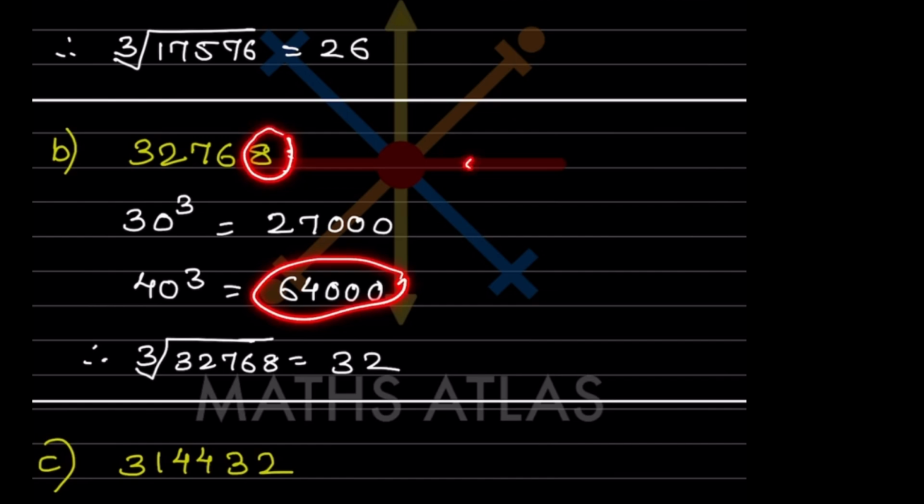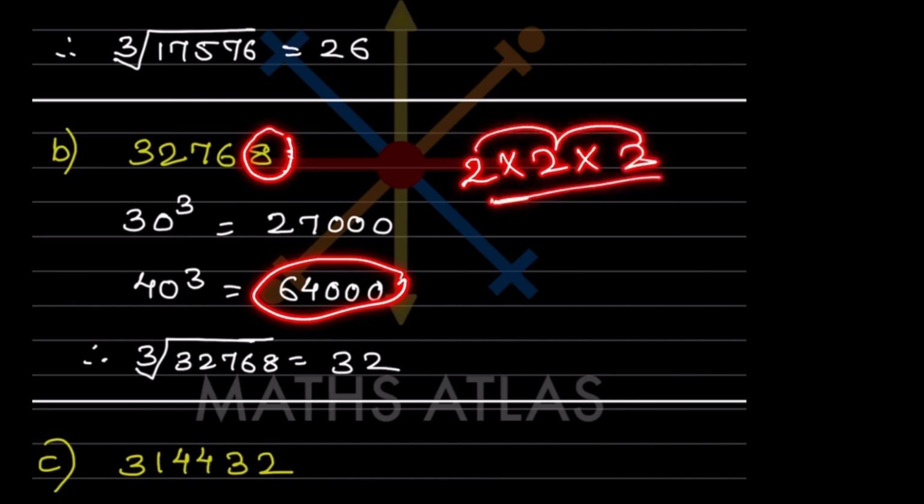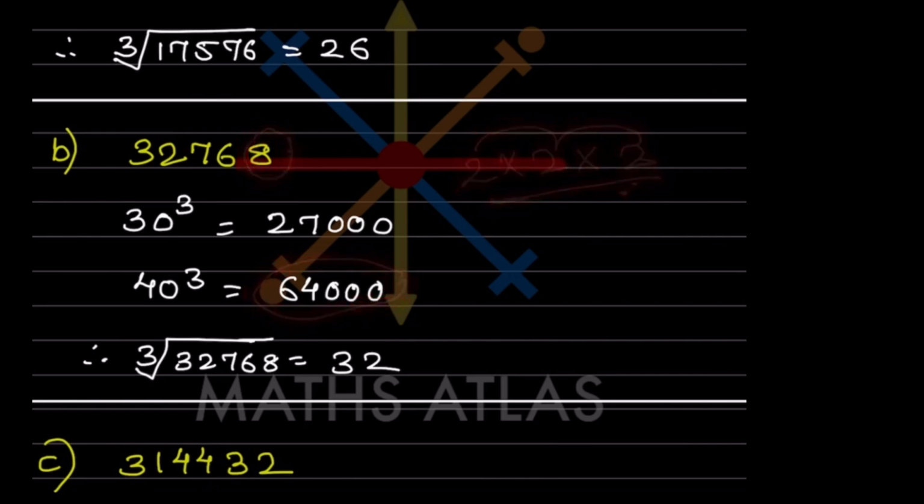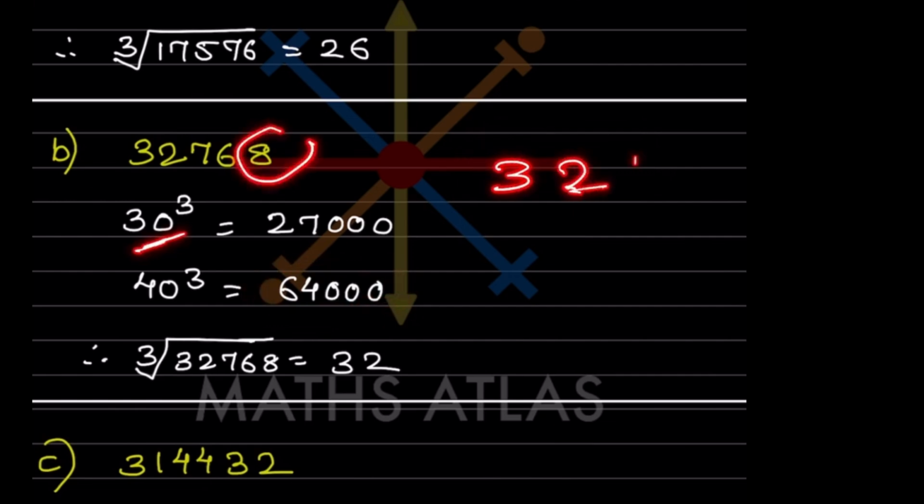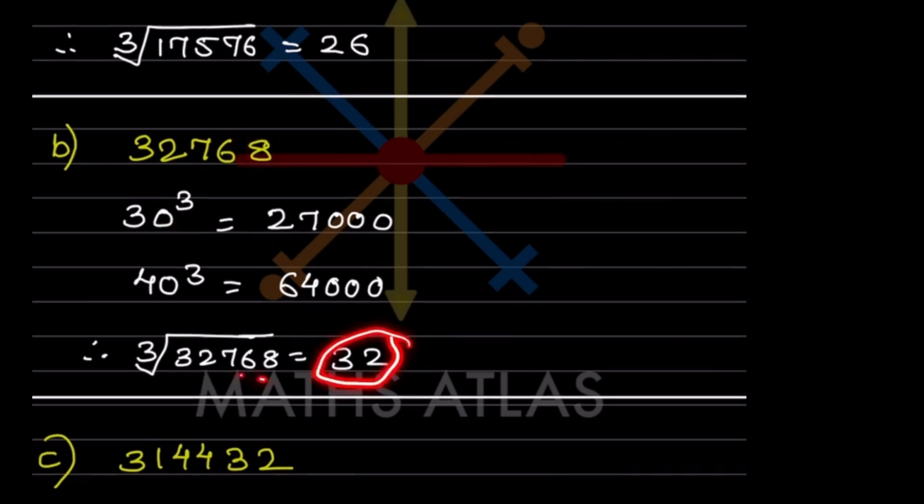So where do we get 8? 2 into 2 into 2. That is 2 2s are 4, 4 2s are 8. Because it is cube, it means 3 times you have to multiply 2. Then you get 8. So only possible here is 30 something, that is 32. So we can write here cube root of 32768, that is 32.